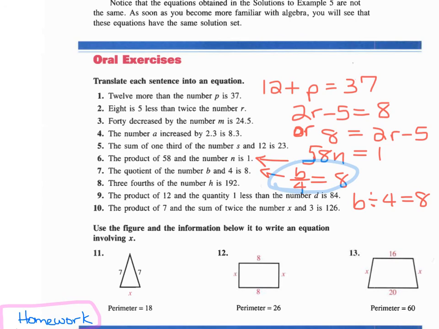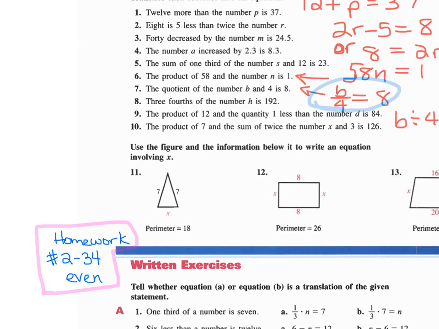Let's try one of these down here at the bottom. Let's find the perimeter of this rectangle. What would be my equation that I would use to find that perimeter, or to find the missing side? What would be my equation? Ethan? 7 plus 7 plus x equals 18. Beautiful. And again, the order doesn't matter. If you'd rather do x plus 7 equals 18, that works also.